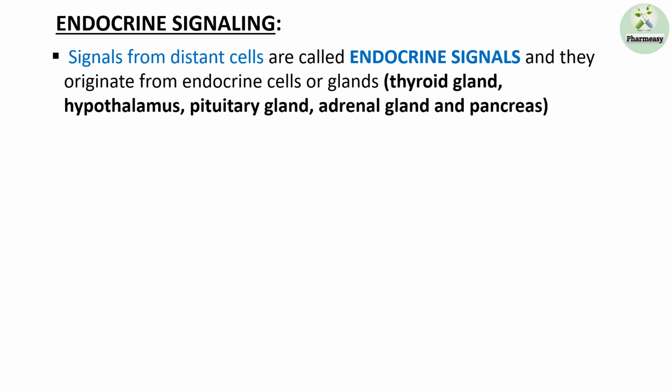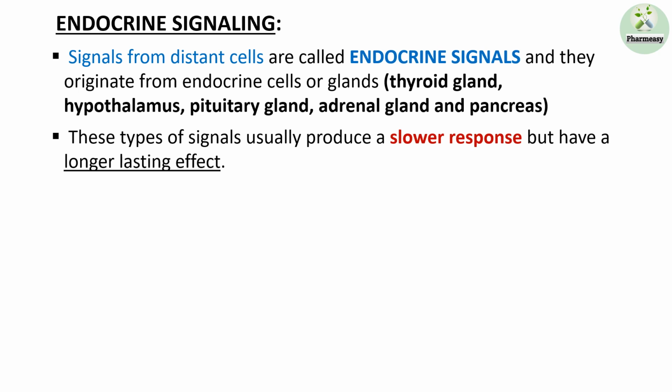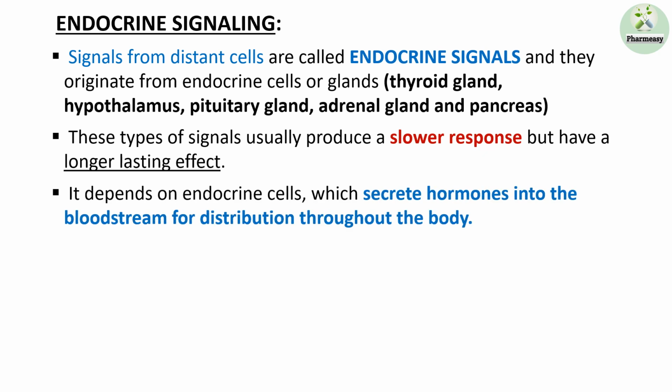Last form of signaling is endocrine signaling. Signals from distant cells are called endocrine signals, and they originate from endocrine cells or glands such as thyroid gland, hypothalamus, pituitary gland, adrenal gland, and pancreas. These types of signals usually produce a slower response but have a longer lasting effect. It depends on endocrine cells, which secrete hormones into the bloodstream for distribution throughout the body.